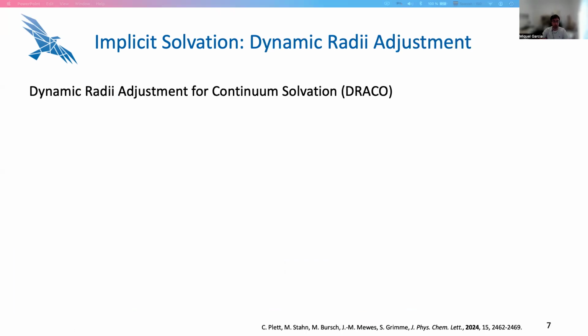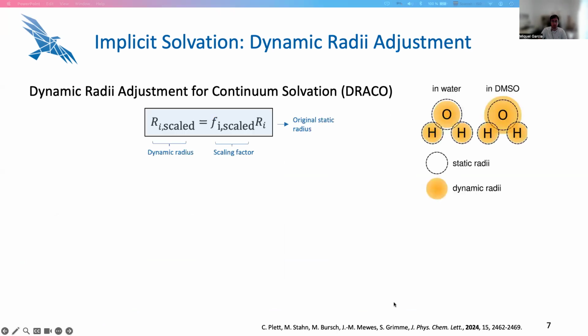Okay, so let's talk about a new feature regarding the treatment of the solvent cavity, which is new in ORCA, the dynamic radii adjustment for continuum solvation, DRACO. This model has been developed in the group of Professor Stefan Grimme in Bonn, and the idea behind it is that the radius of the elements in the cavity reproduces the state of this element and which is the surrounding of this element, okay?